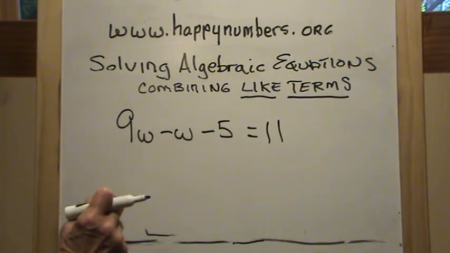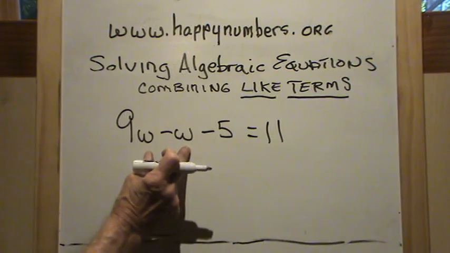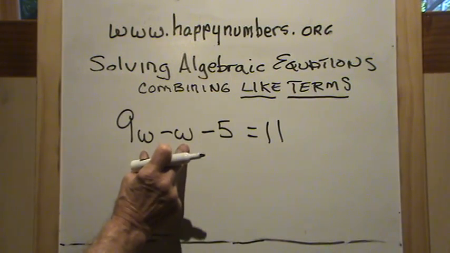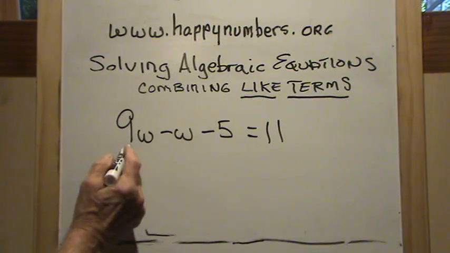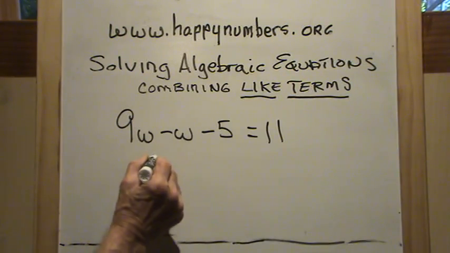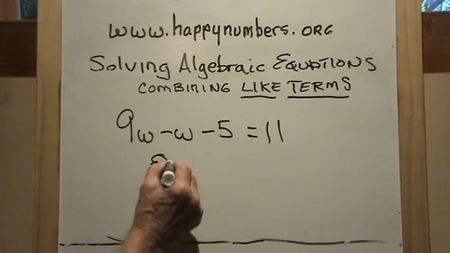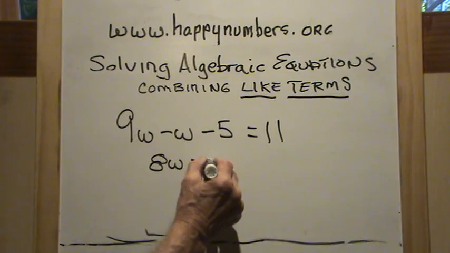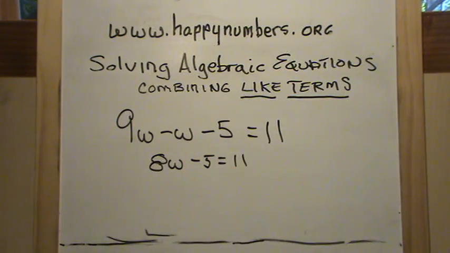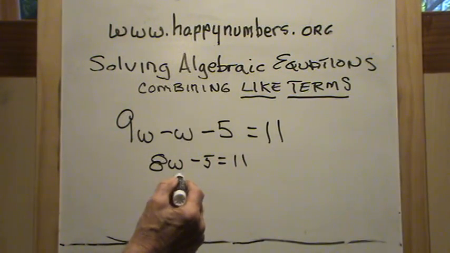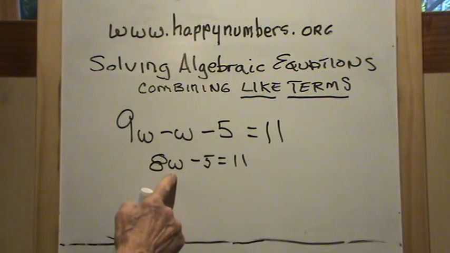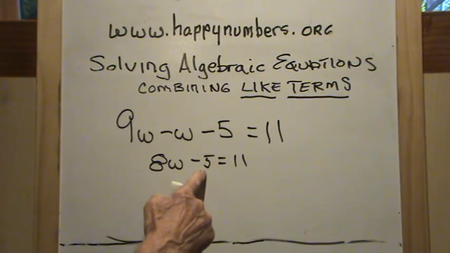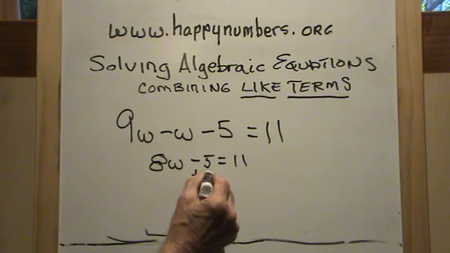All right, let's see here. I have two like terms, 9w and 1w, so I can combine them. 9w minus 1w gives me 8w, minus 5 equals 11. Well, now I want to get the w all by itself, but I have to deal with this negative 5 first, so I can use the inverse, or the opposite.